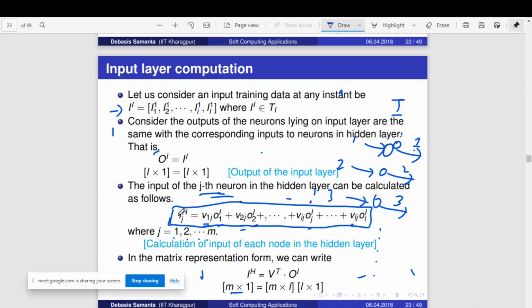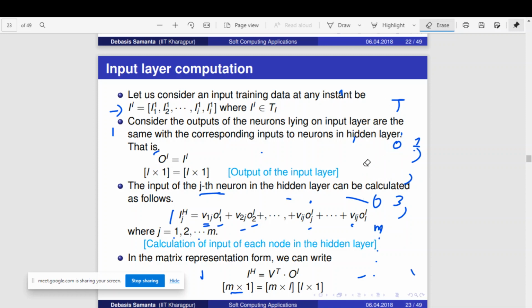Okay, so this is for only one neuron. Like that, how many neurons are there in the hidden layer? There are m neurons in the hidden layer. So this j should go from 1 to m. So basically this is only one entry in this particular thing. Like that we have m entries. So the point is, this is Ijh.